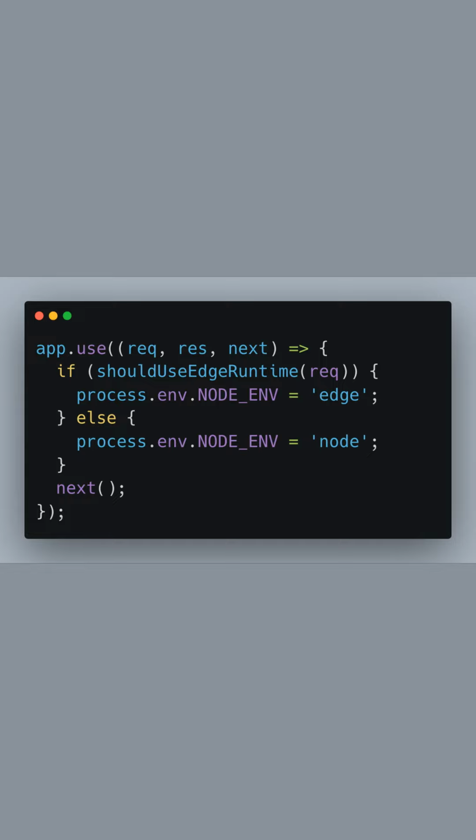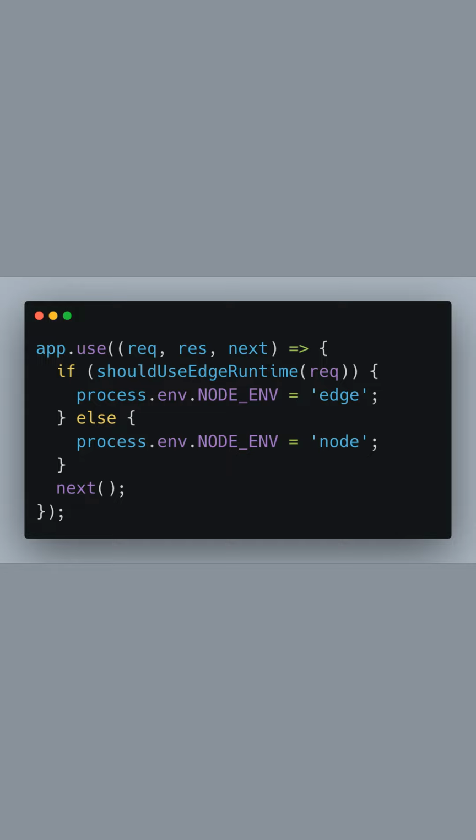Here, we define a middleware that determines whether to use the Edge runtime or the standard Node.js runtime for processing requests. It does so by calling the function shouldUseEdge_runtime, which contains the logic to decide the appropriate runtime based on the request details. If the condition is met, we set the node_env environment variable to Edge. Otherwise, we default it to Node.